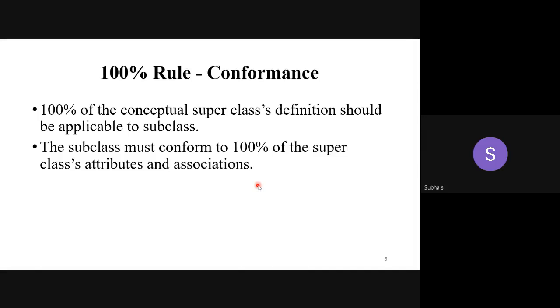Conformance means what? Not conform, C-O-N-F-I-R-M, it's conformance, C-O-N-F-O-R-M. The subclass must conform to. Conform means fit to, adapt to, fit into, like that. So the subclass must fit into 100% of the superclass attributes and associations.